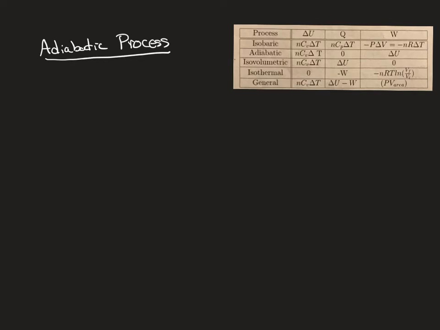Now, an adiabatic process is kind of strange because it occurs when an expansion happens so quickly that there isn't time for energy, or specifically thermal energy, to be exchanged between the system and the environment. Which means during this process, Q is going to equal 0. So if we look at our first law of thermodynamics and plug a 0 in here, our change in internal energy is going to equal work.